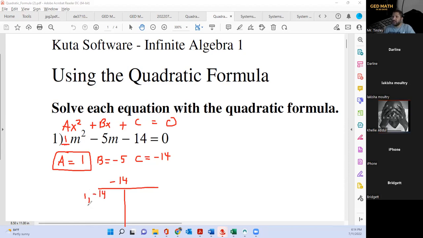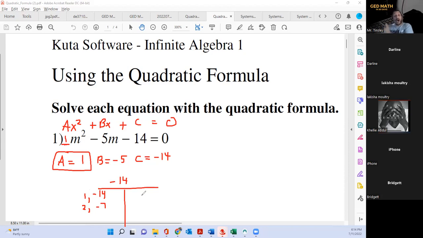-14. So let's go to 2. 2 times what is -14? -7. 3 can't go into 14. 4 can't go into 14. 5 can't go into 14. 6 can't go into 14. 7 can go into 14, but we already did 7. So we're done. That's how you know when you're done. You go in order just like that.